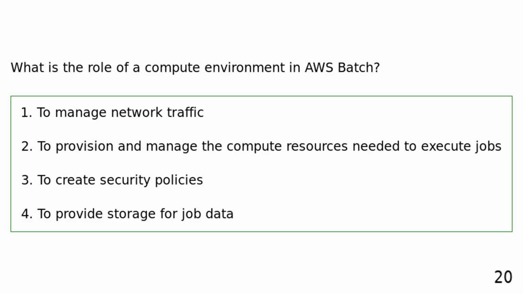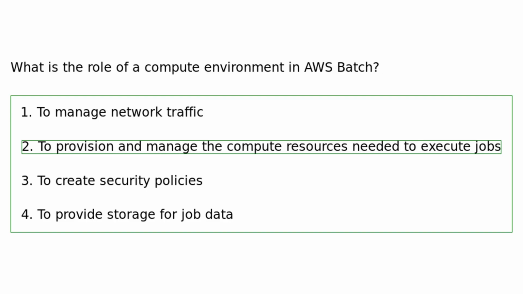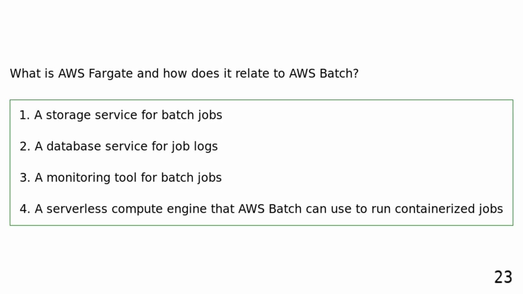To manage network traffic. To provision and manage the compute resources needed to execute jobs. To create security policies. To provide storage for job data. A compute environment in AWS Batch manages and provisions the compute resources that are needed to run jobs submitted to job queues. What is AWS Fargate and how does it relate to AWS Batch?